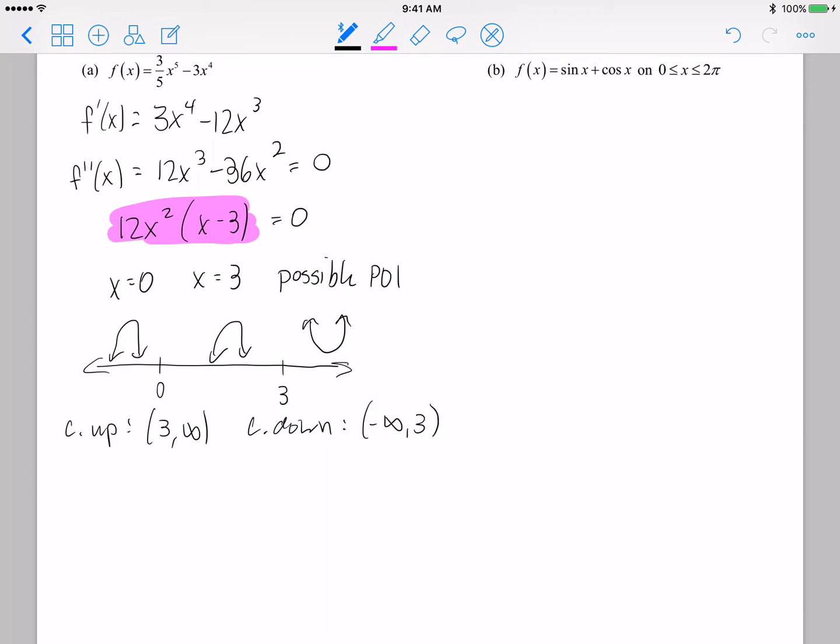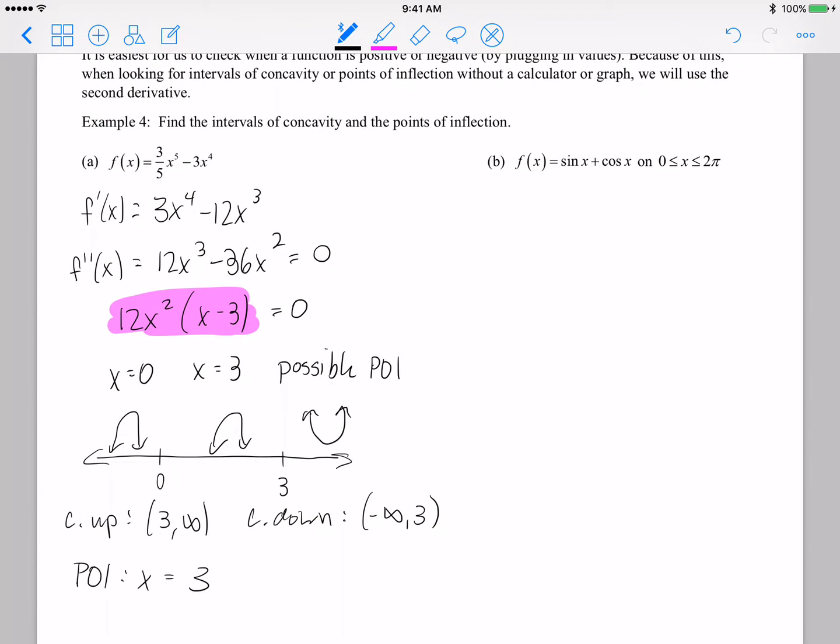If that confuses you or you don't feel okay about that, then please feel free to contact me and I'll explain that in more detail. But just take my word for it, we are going to include 0 in that interval. Okay, and then there is a point of inflection going on at x equals 3 since there was a change in the sign of the second derivative.